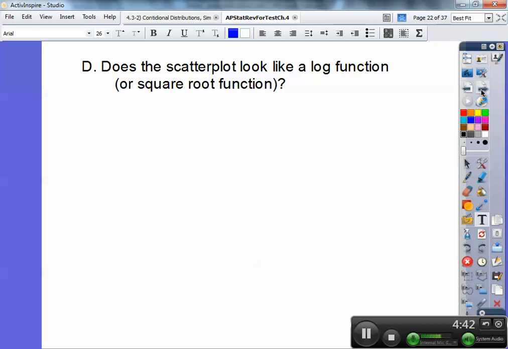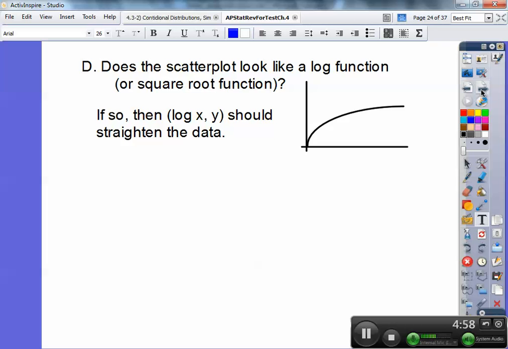So does a scatter plot look like a log function or a square root function? We just briefly talked about this in class. A log function looks like a square root function, going up to the right like that. If that's the case, and we didn't do one of these in class, all you would do is log x and leave y alone, and that'll straighten out the data. So I would take x, and in list 3 I would go log of list 1, because your x is list 1, and then I would do a least squares regression line of list 3 comma list 2.